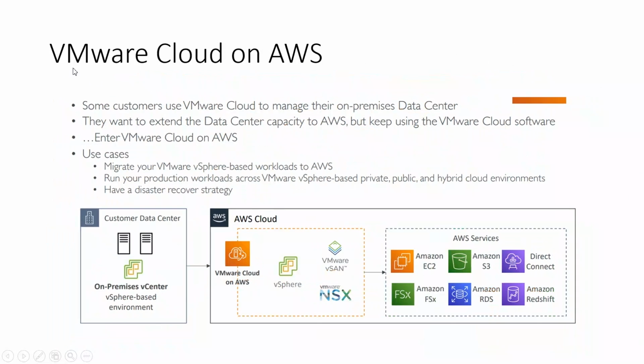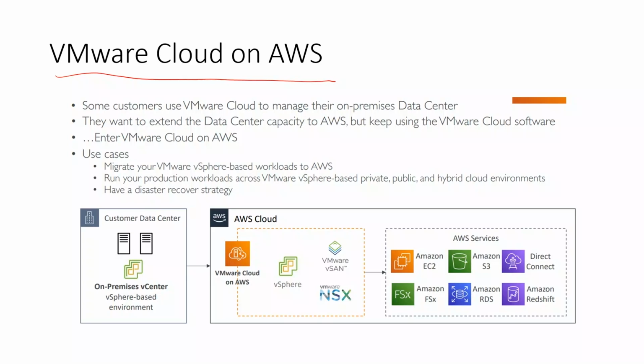Great. Now, as I mentioned, remember this feature, VMware Cloud on AWS. Some customers use VMware Cloud to manage their on-premises data center. So they want to extend the data center capacity to AWS but keep using the VMware Cloud software. So if they are using VMware in their on-premises data center, we have VMware Cloud on AWS. You can see that AWS provides whatever migration strategy or migration service you want.